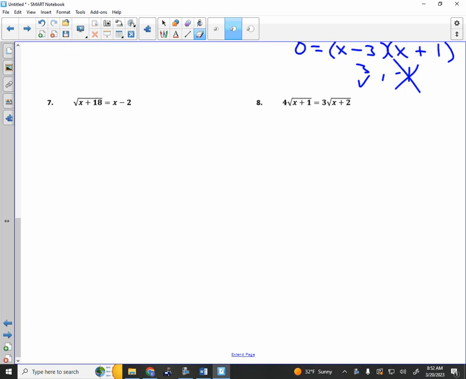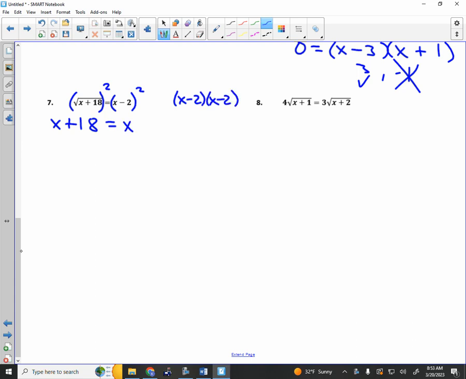Two more. Square both sides. What do you get on the left-hand side? x plus 18. And on the right-hand side, it's x minus 2 times x minus 2, which is x squared minus 4x plus 4. So notice how this gets a little bit more complicated. We're going to push everything off to the right-hand side. So when I subtract my x over, I have a minus 5x. When I subtract my 18 over, I have a minus 14.